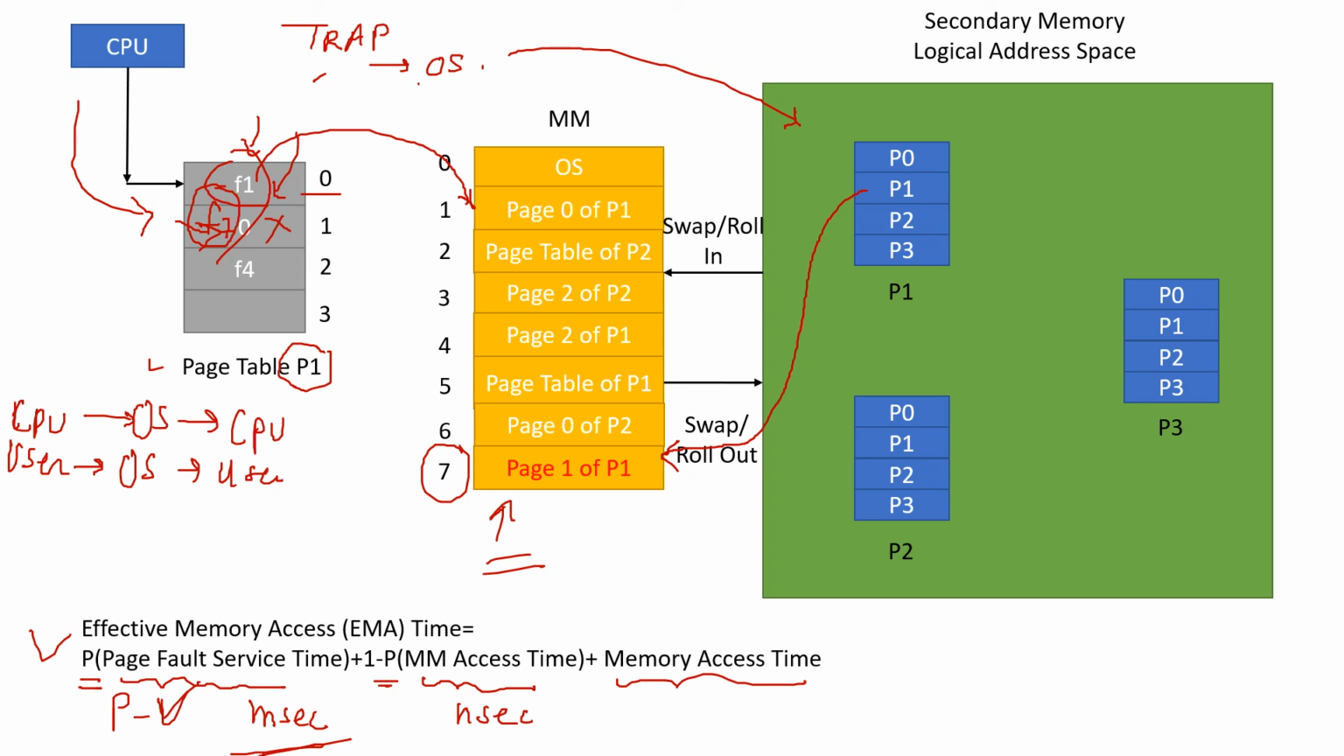Plus memory access time. Now what is this memory access time? Even if you bring the content from secondary memory, copy it into the main memory and update the page table, after that also the CPU has to search for that particular page from the main memory. For that you require this memory access time, and this is very negligible compared to page fault service time. So this is how you can calculate the effective memory access time. More programs can run concurrently using the virtual memory concept, and virtual memory has nothing to do with the hardware. It's a concept of the operating system and program model.